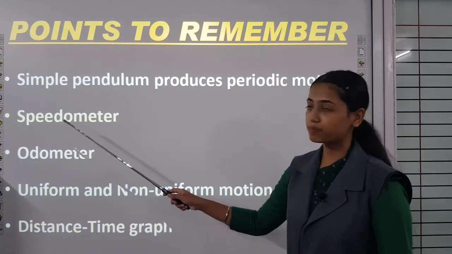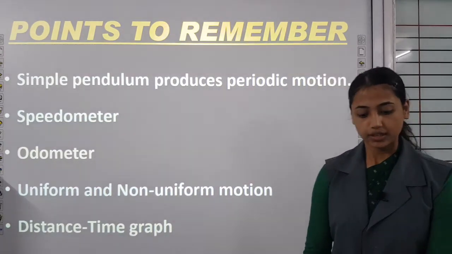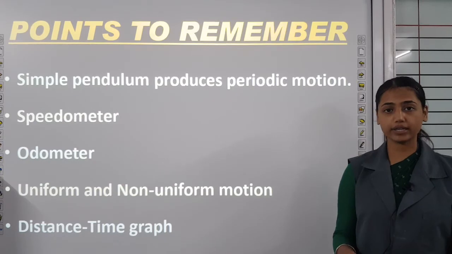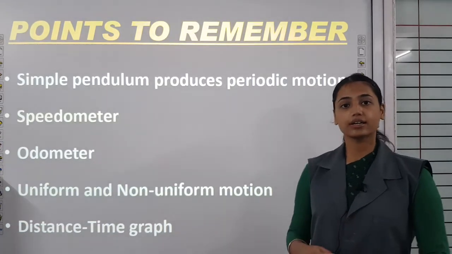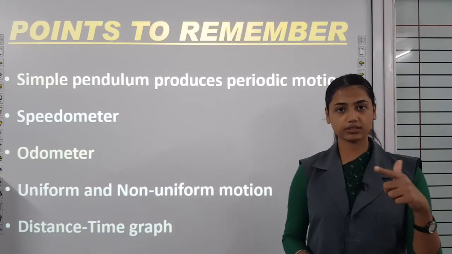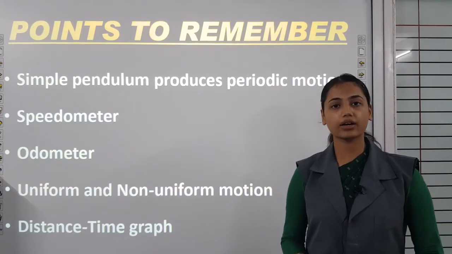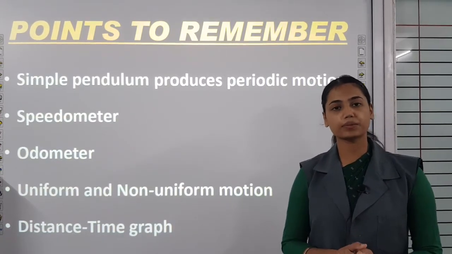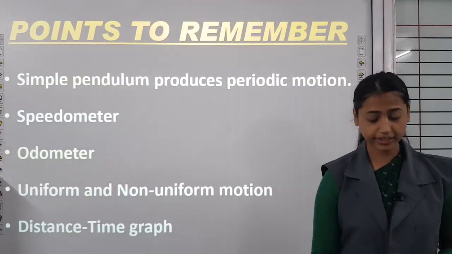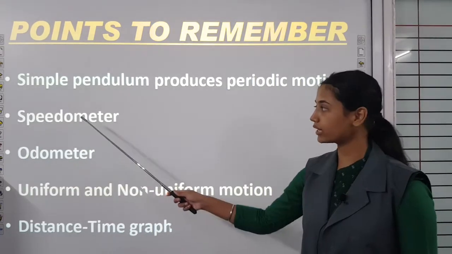The next term is speedometer. What is a speedometer? You have seen this device which is installed on our vehicles. It is used to measure the speed of the moving vehicle. We check by how much speed we are traveling, 60 km per hour or 80 km per hour, with the speedometer. It measures the speed of a moving vehicle.